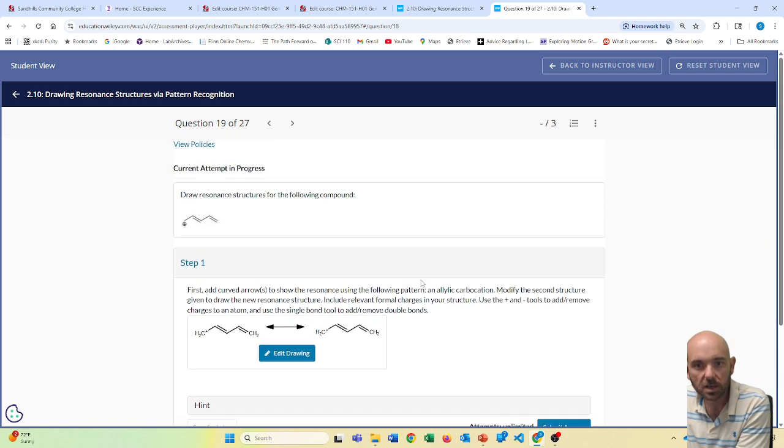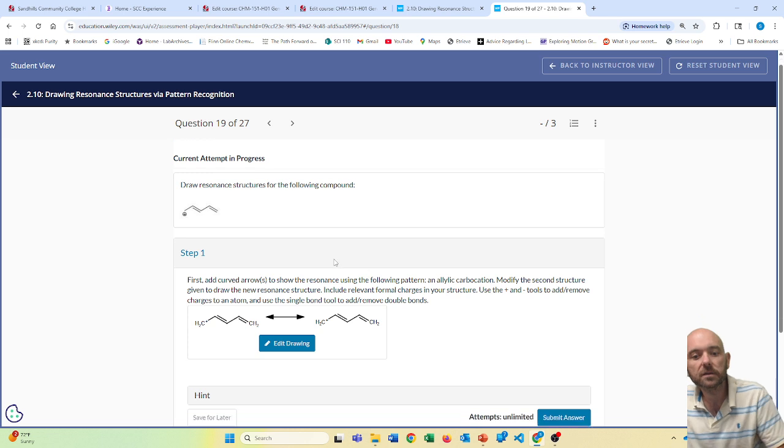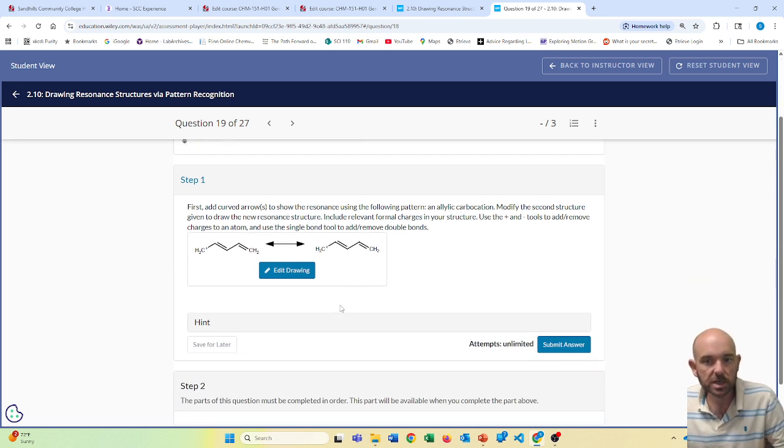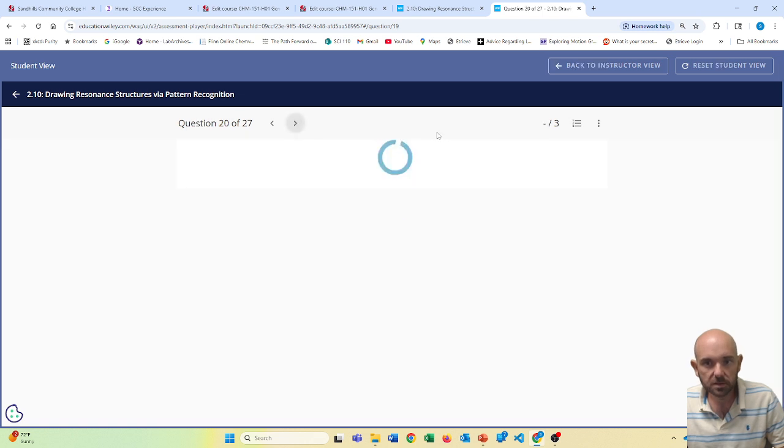In question 19, you're going to draw the same thing, a couple of resonance structures. You should have 2 different resonance structures for this molecule, but you'll draw the first one in part 1 and the second one in part 2. Both of these are the pi bond allylic to a carbocation resonance pattern, so lean on that resonance pattern. In fact, I think that example is pretty easy to find in a lot of places.